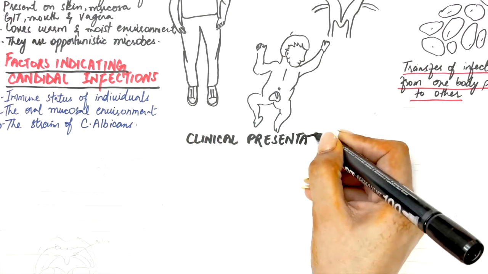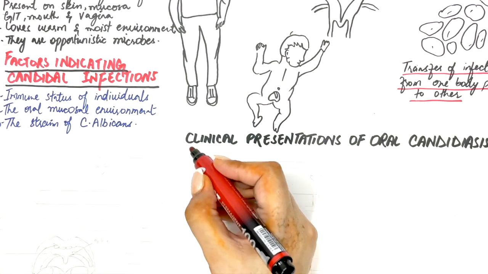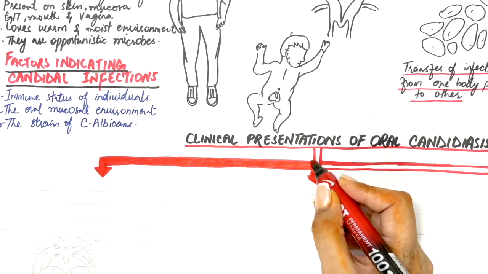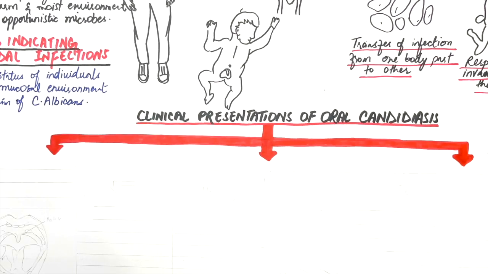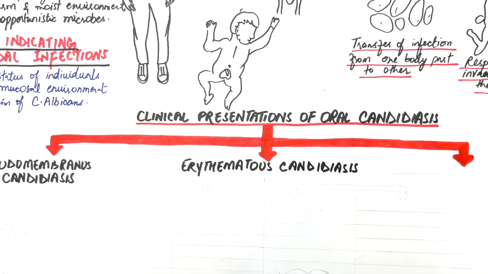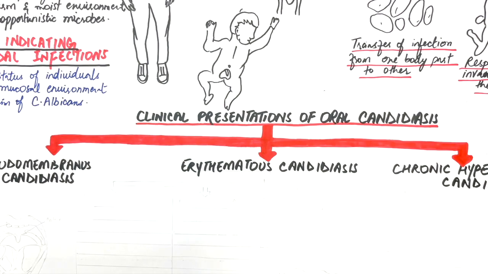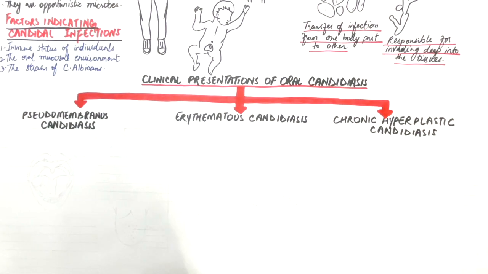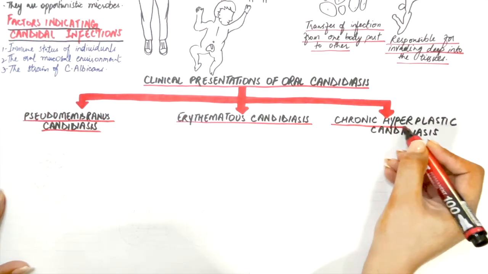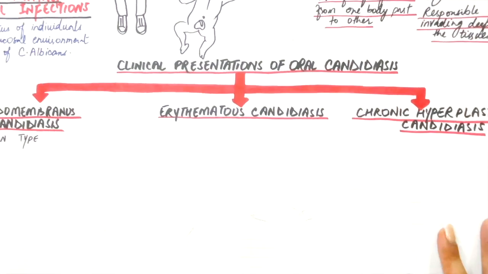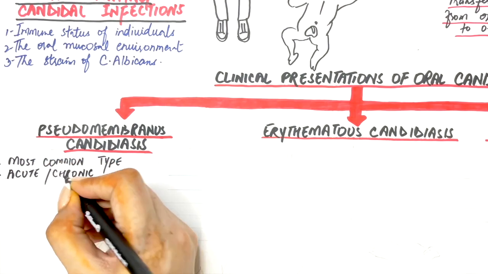Let's talk about the clinical presentations of oral candidiasis. Oral candidiasis may exhibit a variety of clinical presentations. These clinical presentations are either acute or chronic and are of three types. These are the Pseudomembranous Candidiasis, the Erythematous Candidiasis, and the chronic Hyperplastic Candidiasis. Most of the individuals will display only a single pattern, however, some may exhibit more than one clinical form of oral candidiasis. Pseudomembranous candidiasis is the most common clinical presentation of oral candidiasis. It can either be acute or chronic.